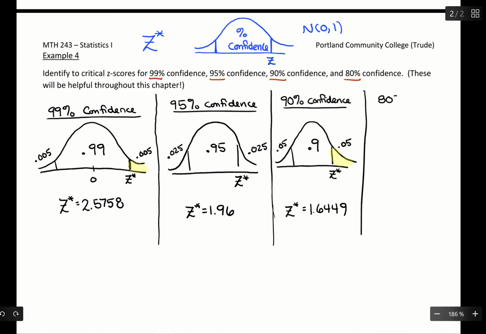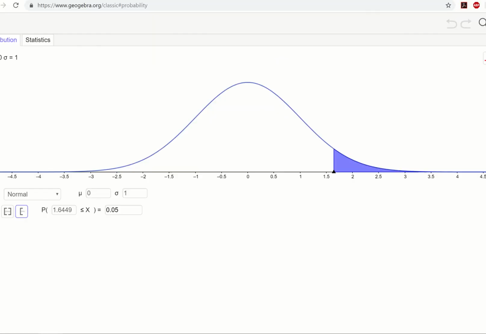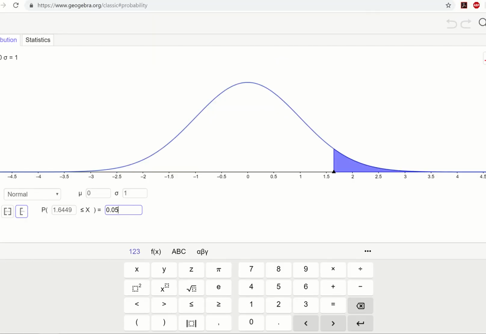And then for 80% confidence, we would put 80% in the middle of our bell-shaped curve, which leaves 20% left over, meaning there'll be 10% in each of the tails. So our z-star is going to be this cutoff point such that 10% of data is to the right-hand side. So in GeoGebra, area to the right, just change that to 0.1, and that's 1.2816.